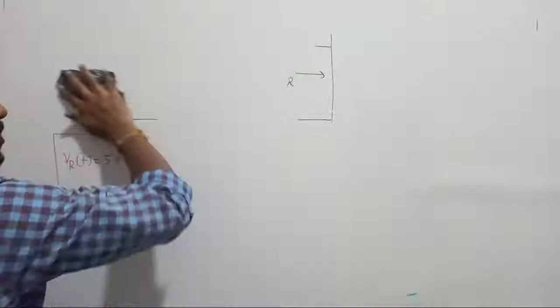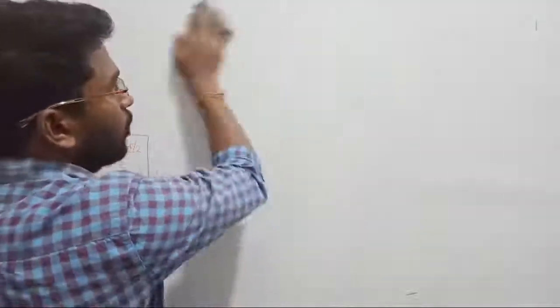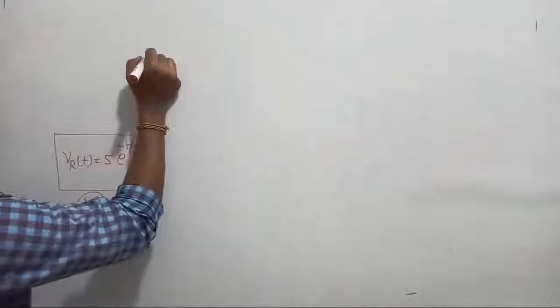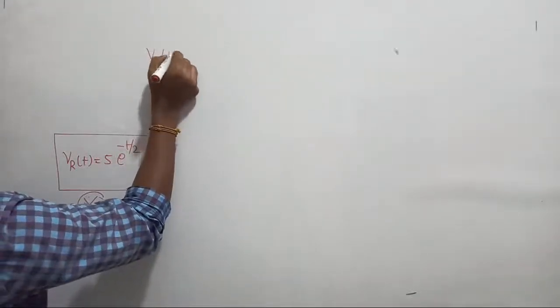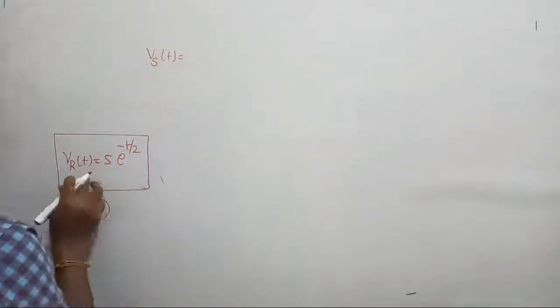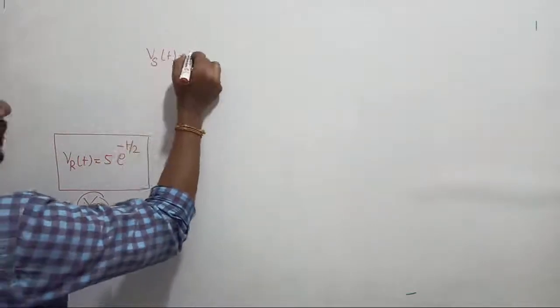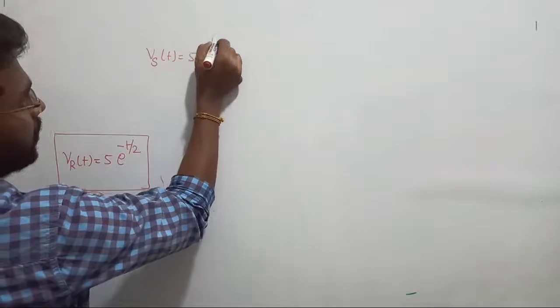Now we know the outputs, right? The output obtained from the RC circuit, we are now passing through the sampler circuit. Let us directly take sampling. Let us take VC of t. The voltage dropped across the resistor is what goes through the sampler, right? So the value is what? E power minus t by 2.